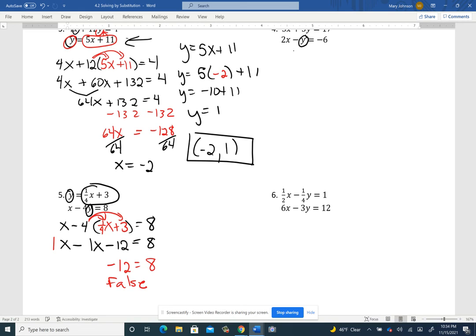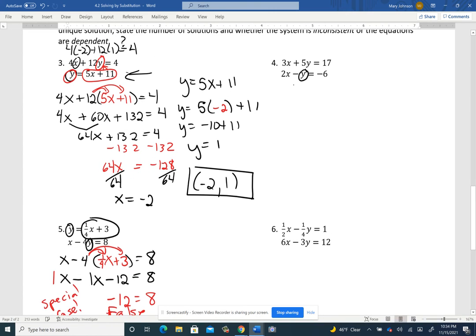Okay, the variable disappeared, so that meant special case. So you should be thinking when you see the variables gone, special case, turned out false, so your answer should be no solution. Okay. All right, just a couple more.